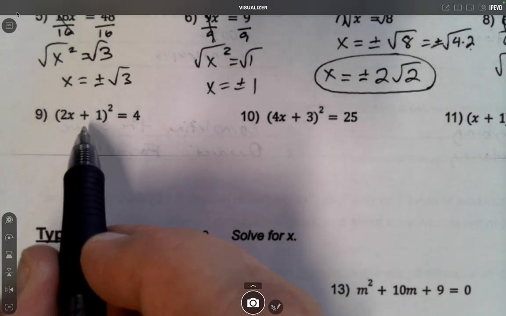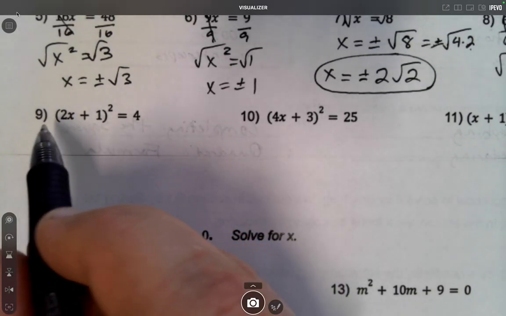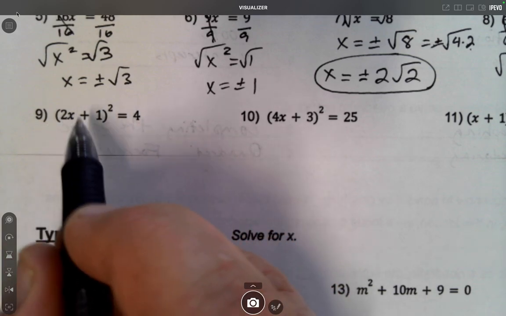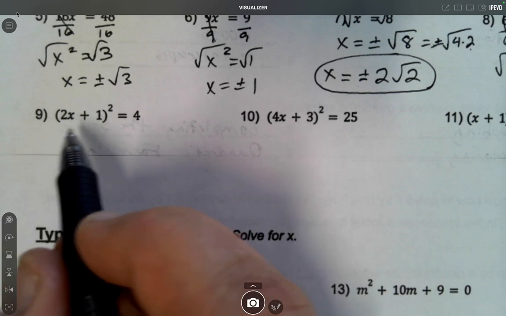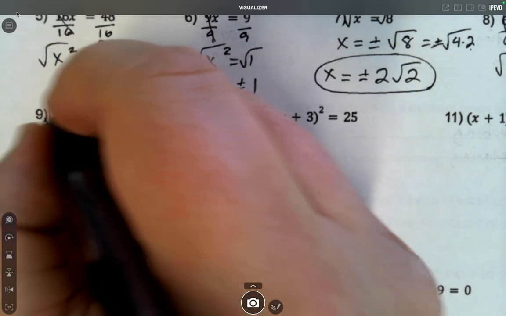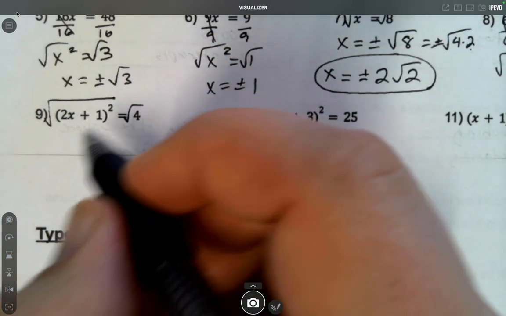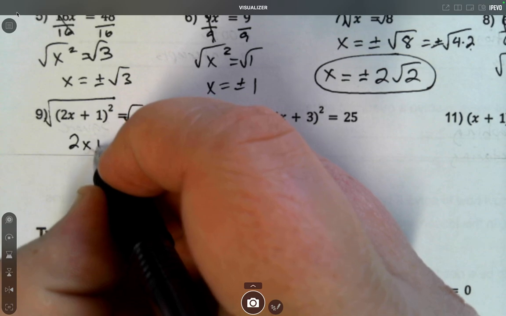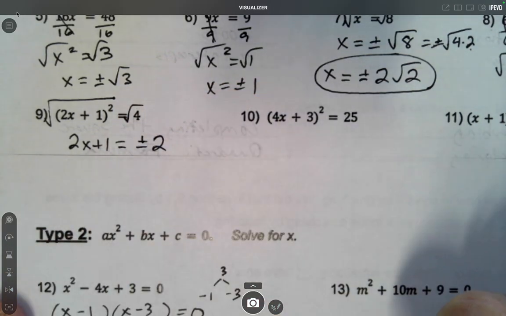So this is already in the form we need it to be. We don't have to move any coefficients out front. Everything is inside the parentheses. Everything we see, 2x plus 1, all of that is being squared. So our first step is to take the square root of both sides, because the squared and the square root cancel each other out. The square root of 4 is plus or minus 2.